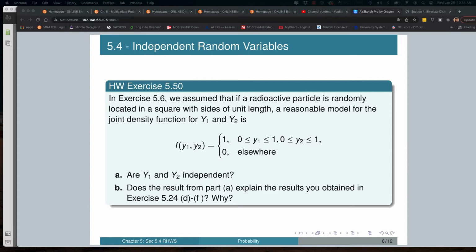We'll have to look back at that one and see. I'm not really so concerned with this part of the problem. I'm more concerned with this part of the problem here. So part A is really what I want to go over here. But let's see what happens with this problem, and whether the two random variables are independent or not. Okay.